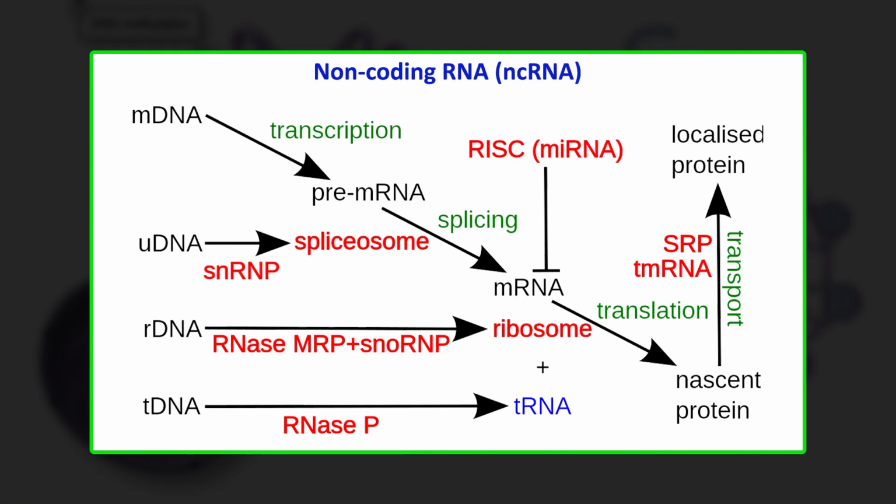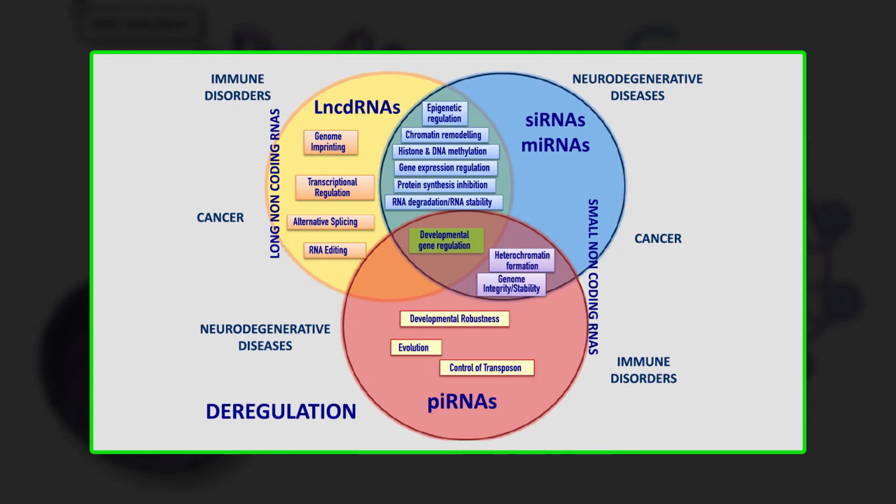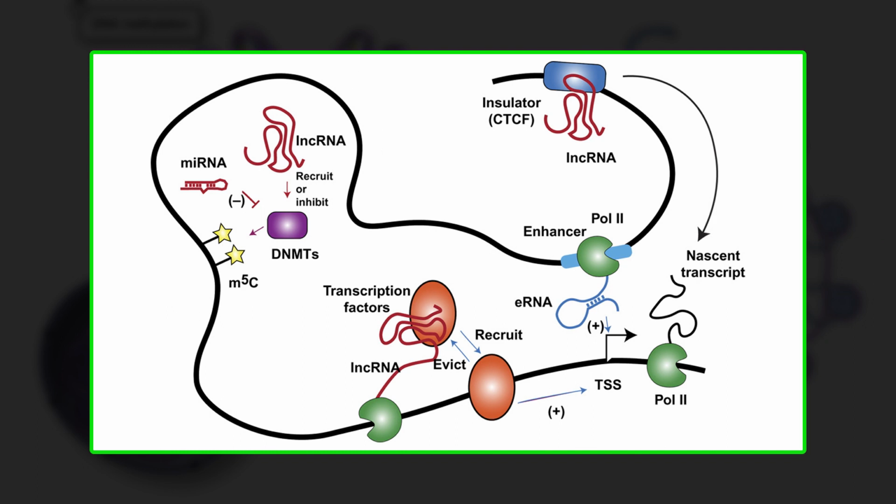A non-coding RNA is a functional RNA molecule that is transcribed from DNA but not translated into proteins. Epigenetic related non-coding RNAs include miRNA, siRNA, piRNA, and long non-coding RNA. In general, non-coding RNAs function to regulate gene expression at the transcriptional and post-transcriptional level.